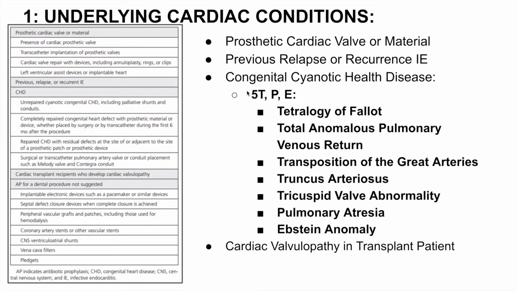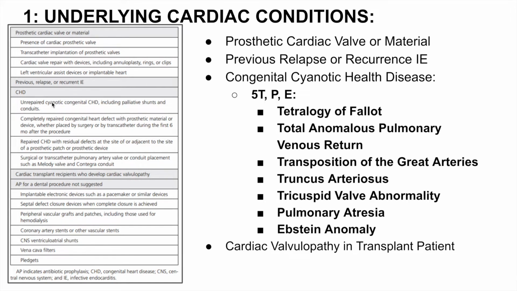Now remember, with congenital heart disease, there are so many of them, and specifically the cyanotic ones. There's an entire list of them, but for antibiotic prophylactic purposes, we have narrowed it down into this acronym, 5TPE. So they are tetralogy of Fallot, total anomalous pulmonary venous return, transposition of the great arteries, truncus arteriosus, tricuspid valve abnormality, pulmonary atresia, and Epstein's anomaly. I know these are very long and overlapping words, but hopefully 5TPE really helps us.